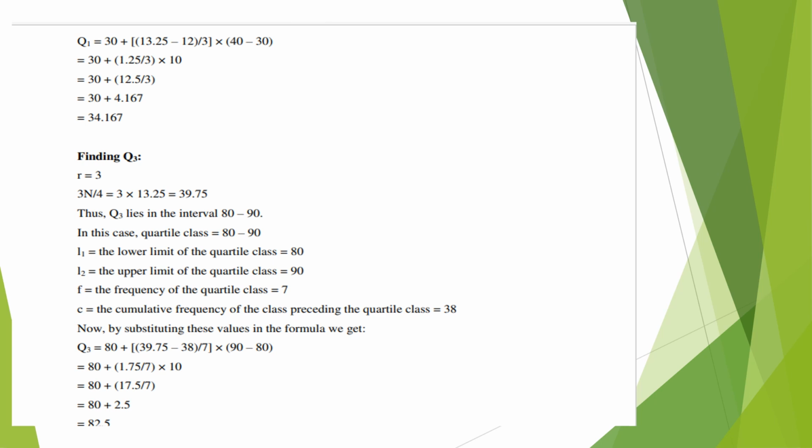The lower limit of the quartile class is 80. L2 is 90. Frequency is 7. C, the cumulative frequency of the class preceding the quartile class, is 38. Again, we put all these values in the formula, and with the help of a calculator, we will get 82.5. That is Q3.